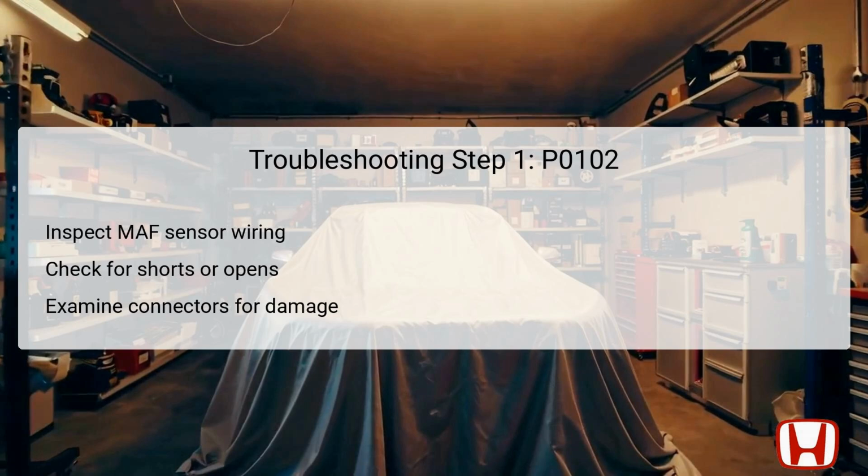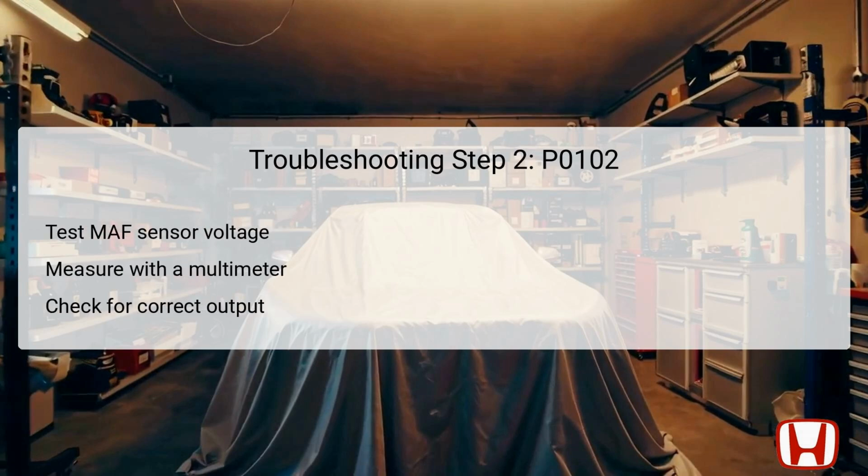Disconnect the sensor and conduct an inspection to ensure all terminals are securely seated. If any terminals appear to be damaged, they may need to be cleaned or replaced. A detailed visual inspection can often reveal issues that may not be immediately apparent and forms the foundation for further diagnostic steps. In the second troubleshooting step for the P0102 code, testing the MAF sensor's voltage output becomes imperative.